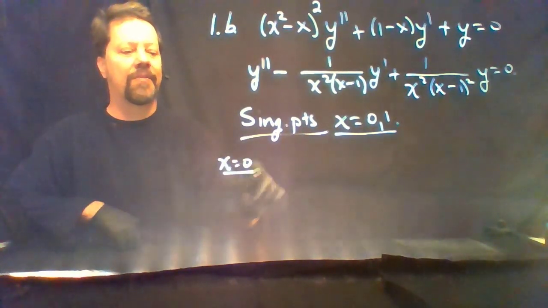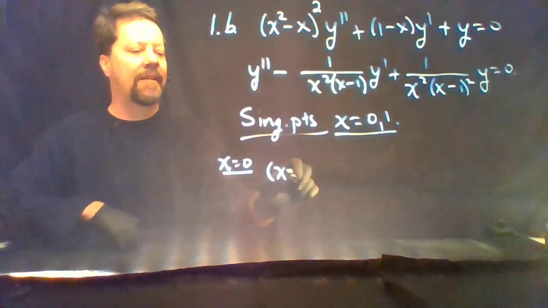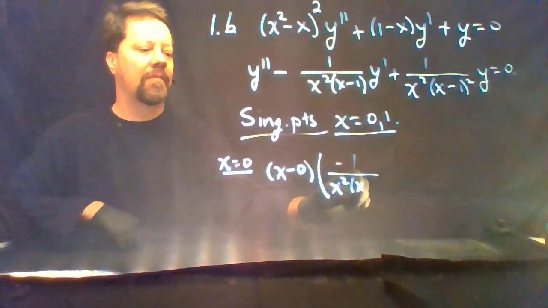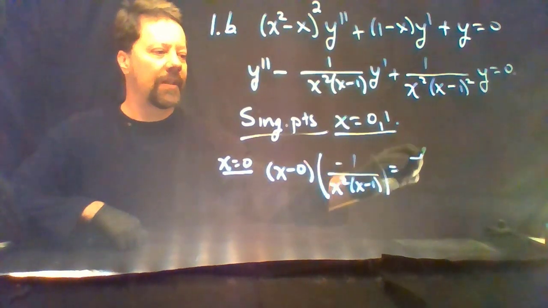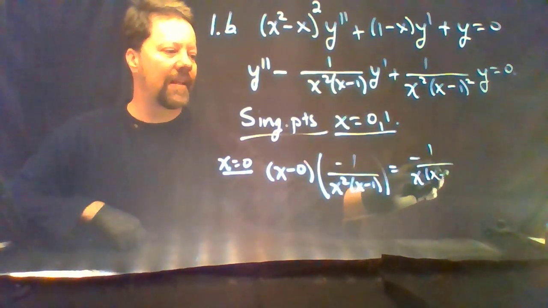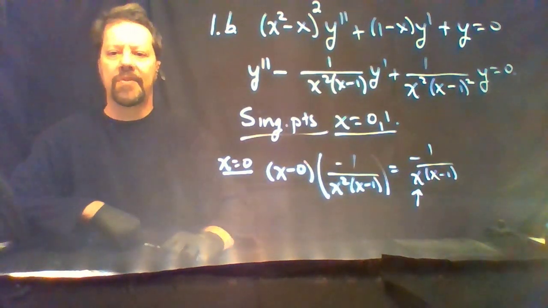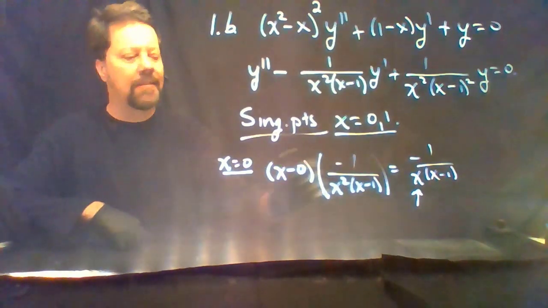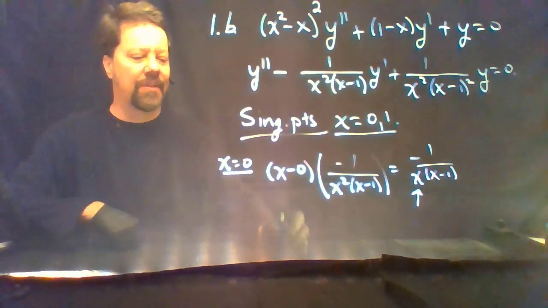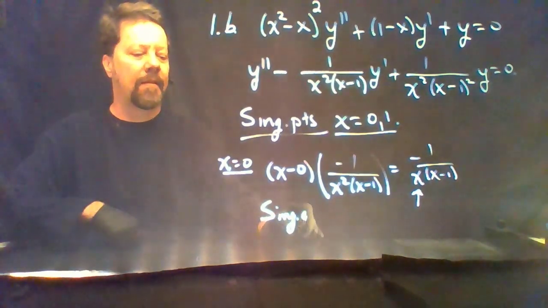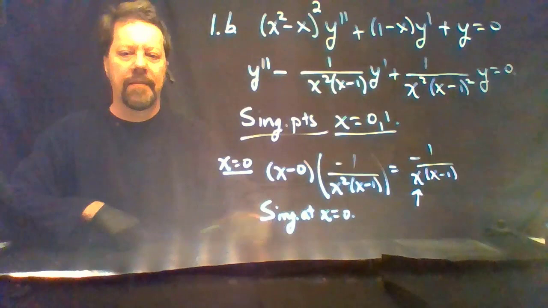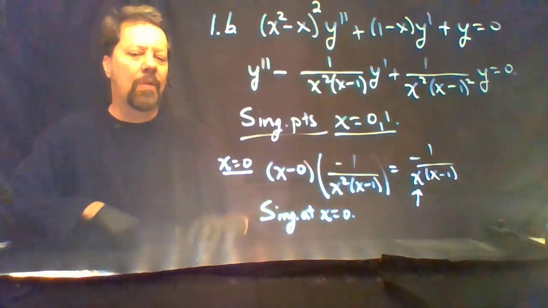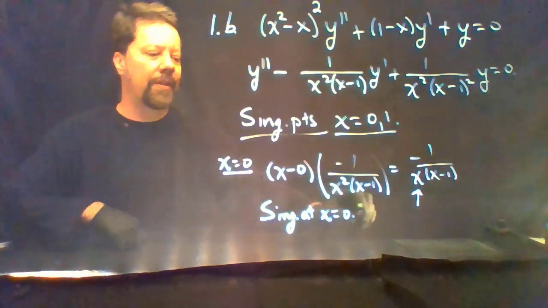Testing x = 0, you can see that if we multiply by (x − 0) times p(x), you get −1/(x(x − 1)). This is still singular at x = 0. Multiplying by x − 0 did not cancel out the singularity at x = 0. This means we don't even need to check the other condition involving q. We know already that this is an irregular singular point.